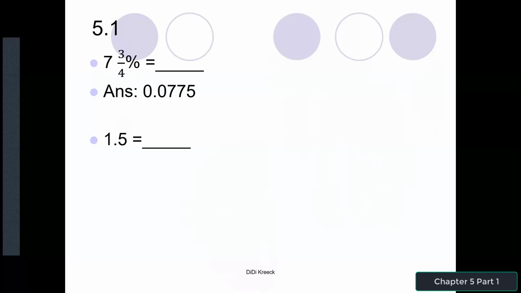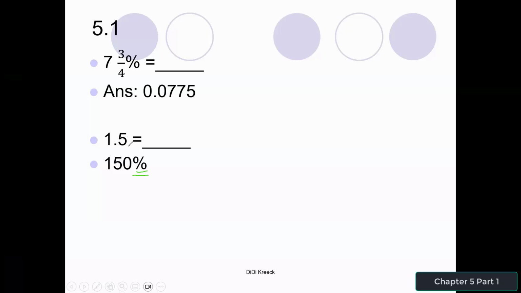Okay, what about 1.5? Okay, now there's no percent after 1.5, right? So obviously this is a decimal number. We need to convert that into percent. So when we are converting this number into a percent, we are adding the percent symbol. So we multiply by 100, or simply move the decimal point 2 places to the right, and then insert 0 here, and then add the percent symbol. So 1.5 will become 150%.